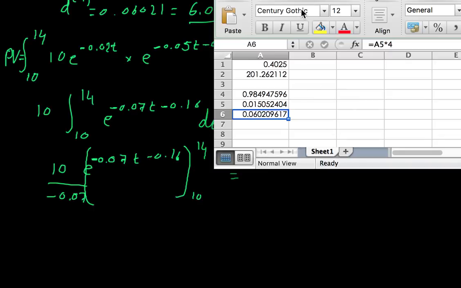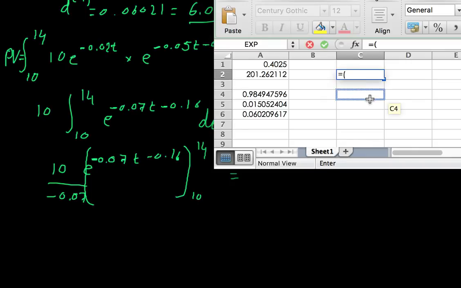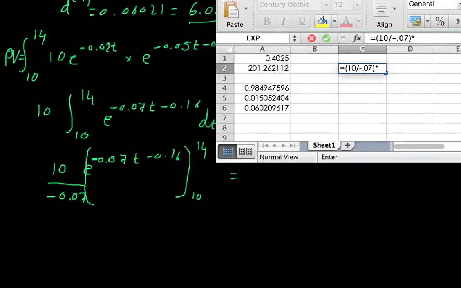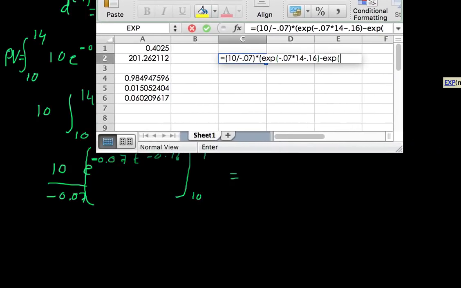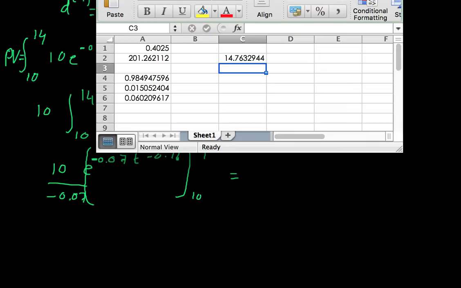Let's just use Excel to solve this bit. So I'm going to say over here, we have our first bit equals 10 divided by negative 0.07. Then we multiply that by, in brackets, the exponential of negative 0.07 times 14 minus 0.16, minus the exponential of negative 0.07 times 10 minus 0.16, and close brackets.